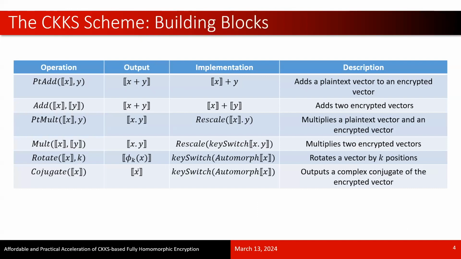The basic building blocks in the CKKS scheme consist of six operations, which are listed here in this table. The first operation is PT add, which stands for plaintext add.